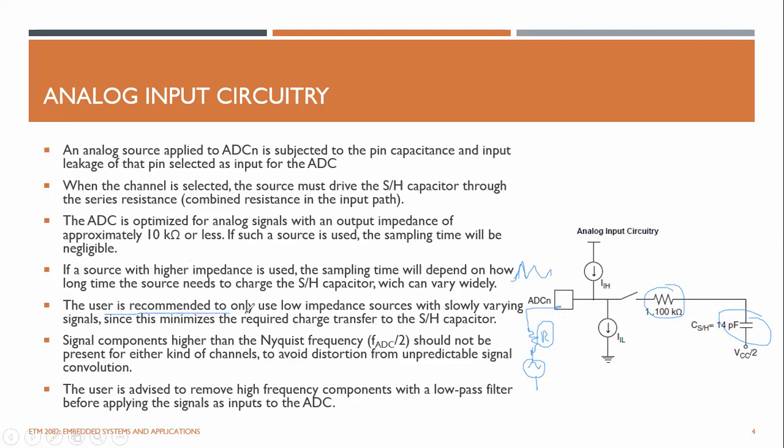So it is recommended to only use low impedance sources. This R should be very low. In most cases it could be less than 100 ohms. It is recommended to use this resistance less than 10 kilo, right? Should be less than 10 kilo. So whatever analog signal you're coupling here should have output impedance less than 10 kilo ohm in order for this ADC converter to work properly. Otherwise, you will find some troubles, right?